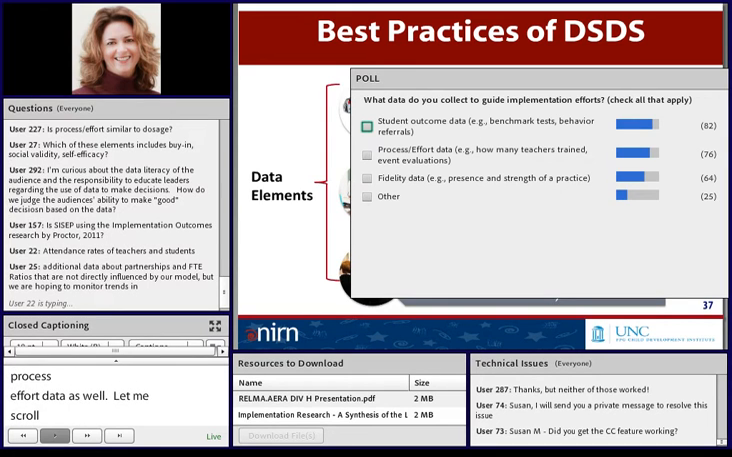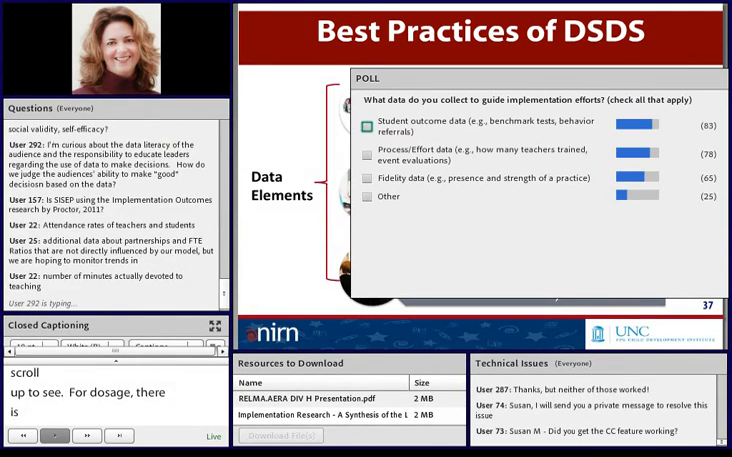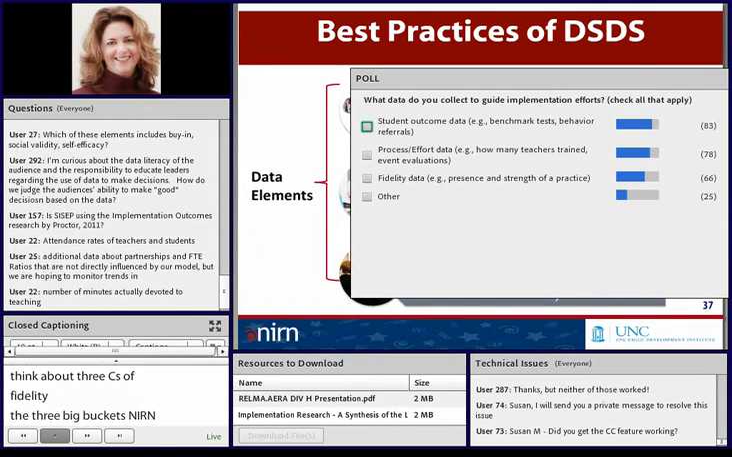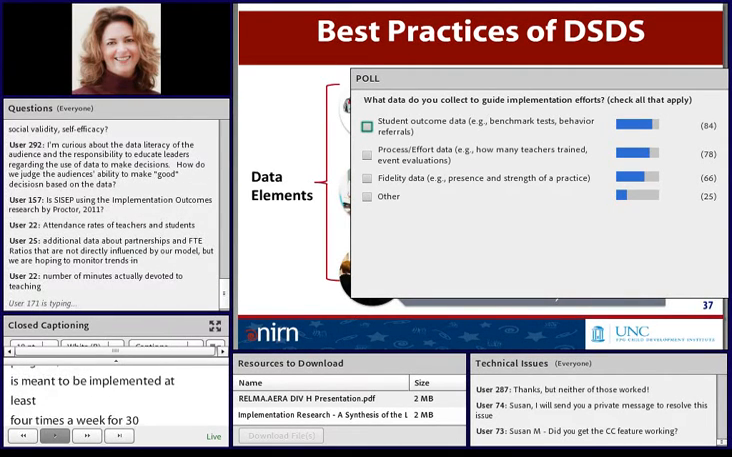For dosage, there was a question about dosage. When we think about the 3 C's of fidelity and those 3 big buckets that NERN talks about, content, context, and competence, dosage would fall into context. So how often is the student, for example, receiving the intervention program that's meant to be implemented at least 4 times a week for 30 minutes? Is the student receiving that dosage, or are they getting only 3 times a week for 20 minutes due to losing transition time, for example?